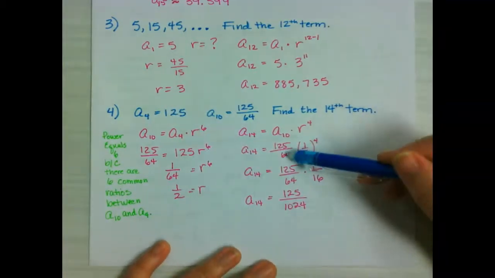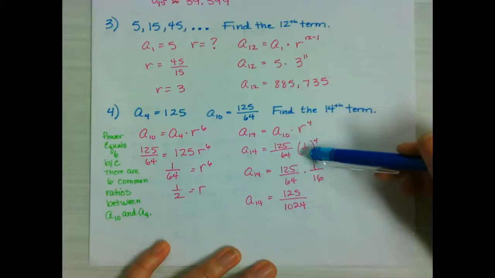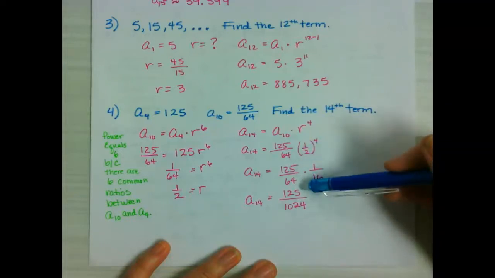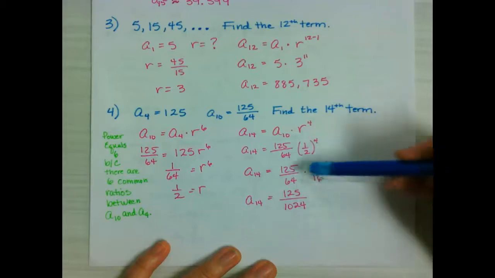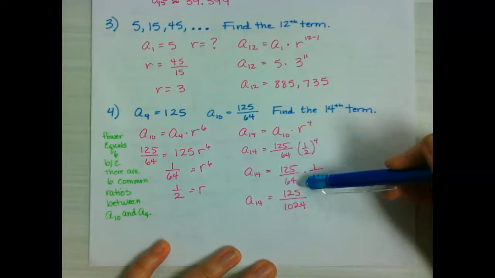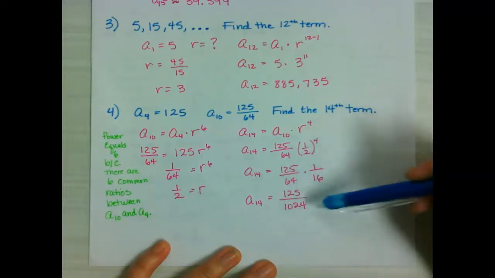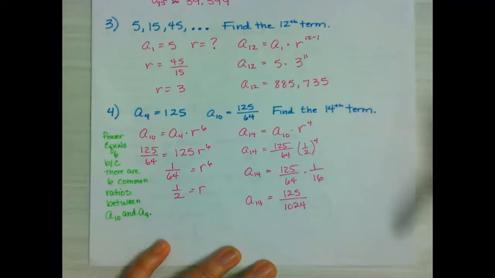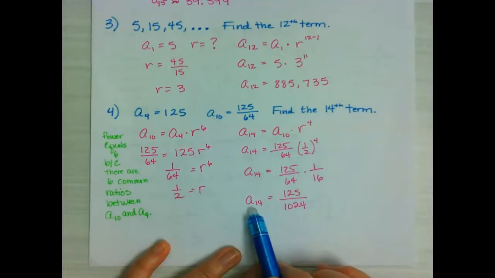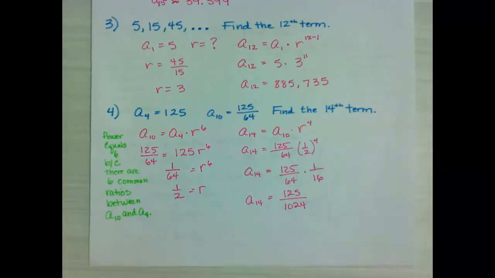So then I replace what I know, and I have my ratio that we just calculated. And so 1/2 to the 4th power is 1/16. 125 over 64 is just 125 over 64. Nothing here simplifies. 125 won't simplify with 16. 125 won't simplify with 64. So multiply the tops, then multiply the bottoms, and you get a sub 14 is 125 over 1024. And remember, this is the 14th number in this sequence, the 14th position. So pay close attention to whether you are doing a number or a sum.